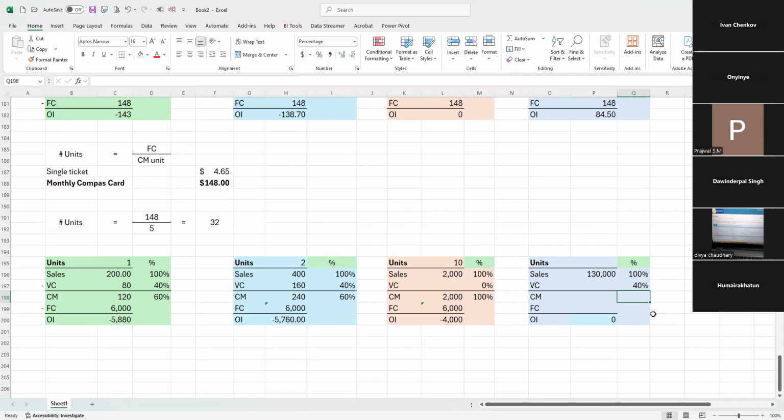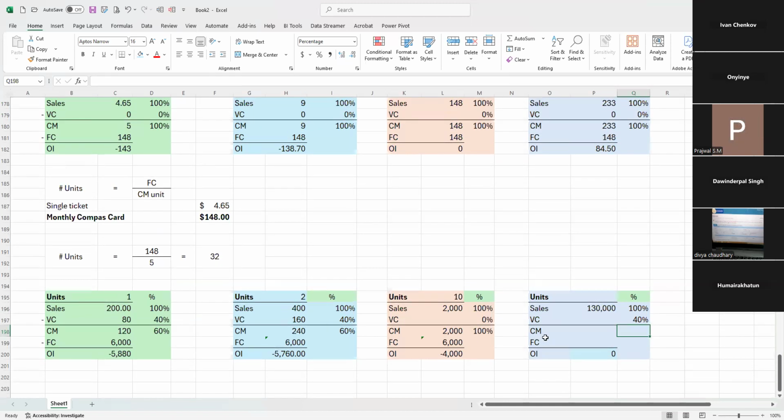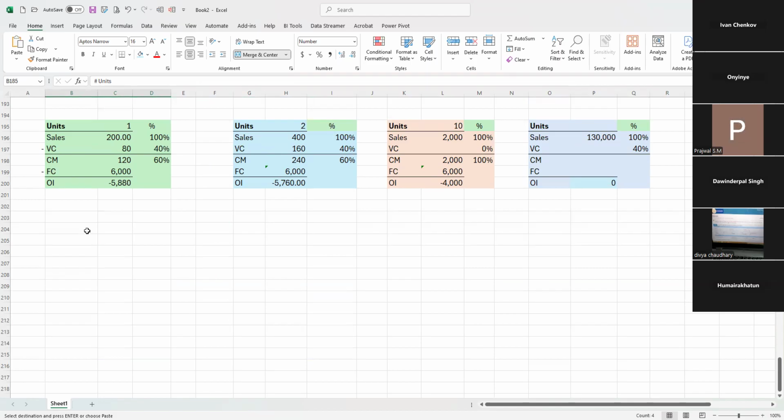So how should you approach this question? I'm chasing the number of units, so we have units, right? I need to chase the number of units. For the number of units, which formula am I going to use? I'm going to use this formula. No questions about it, right? But for this formula, I need fixed cost. Do I have fixed cost?